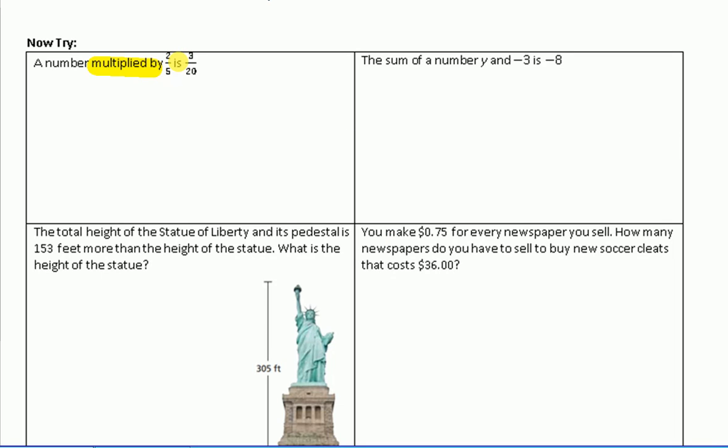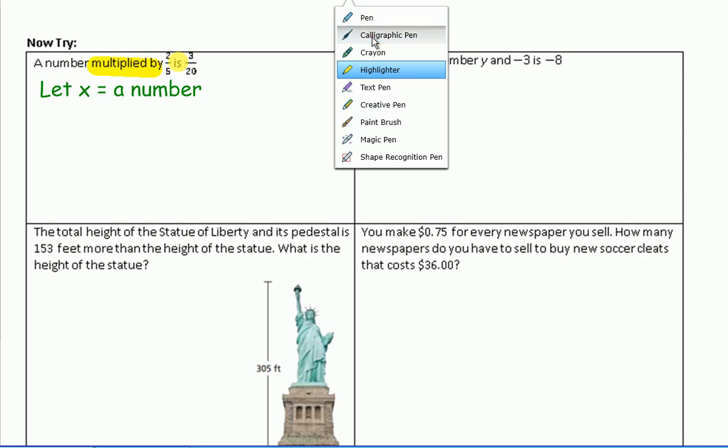Now since they don't tell me the letter, I need to write a let statement. Let x equal a number. Again, you have to do this if they don't tell you a variable. If they do, and they tell you use h or use s or use p or r or x, that's fine. They don't, you have to do this step. Now, a number. Okay, so I use x.